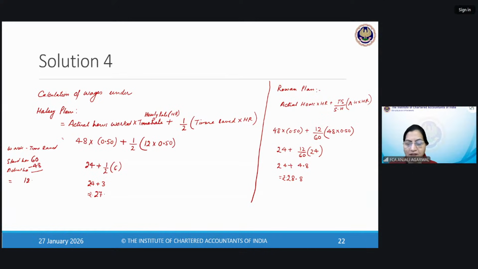All right, team. So this is the Halsey and Rowan plan that we have discussed. Okay, Hindu. I'll try my level best. Okay.